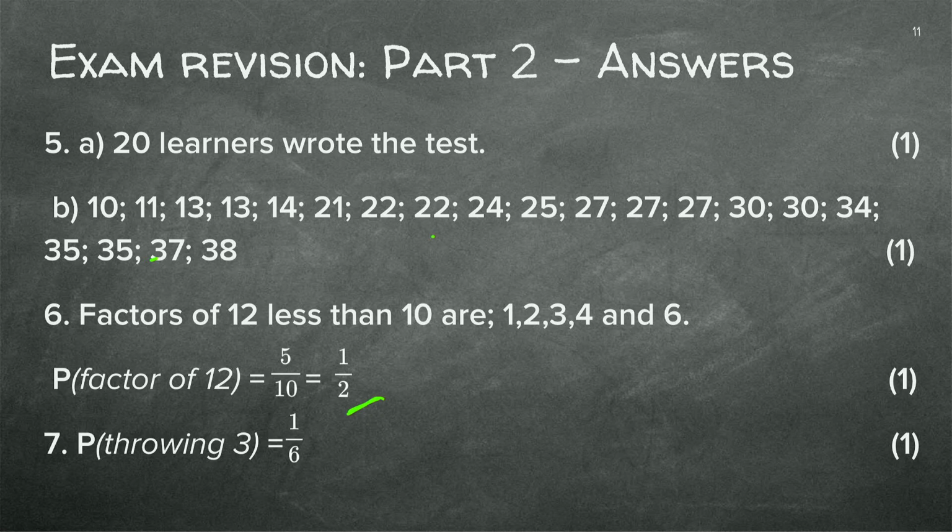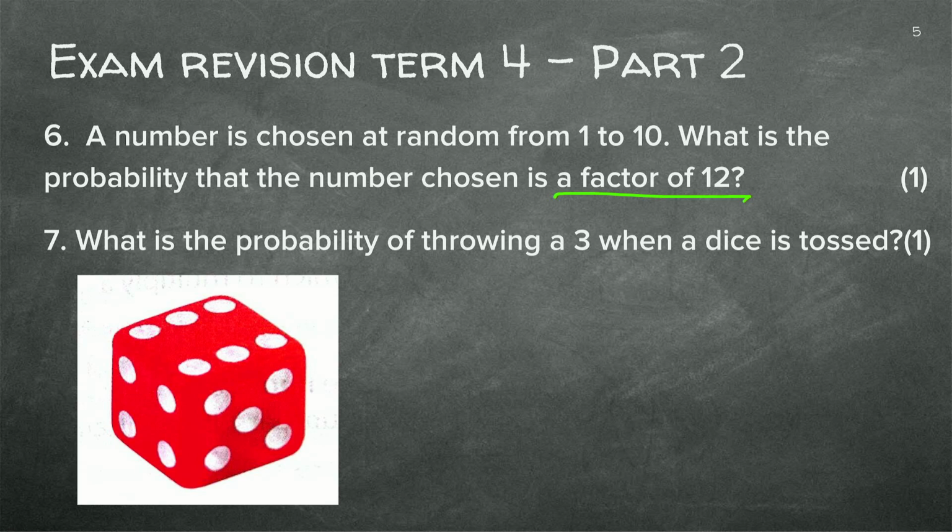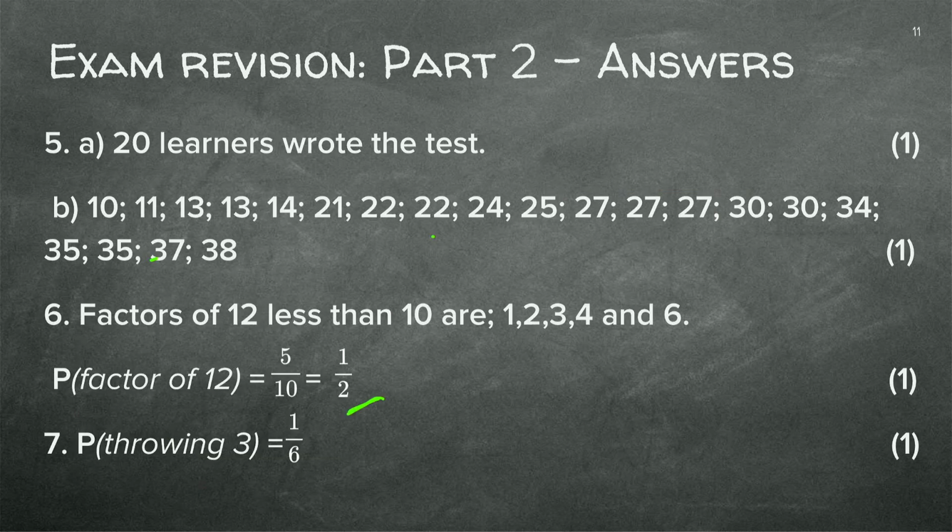And then remember the dice, the probability of throwing a 3 when a dice is tossed. This one must be so easy for you by now. I hope you all got this one correct. It is 1 out of 6.